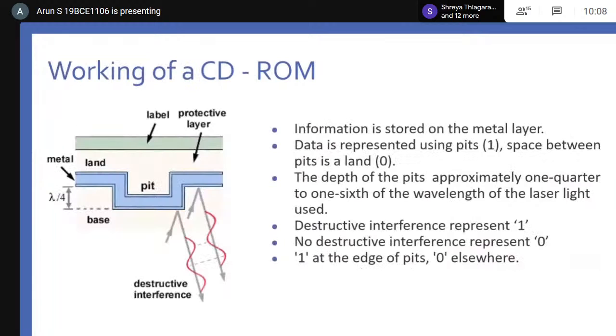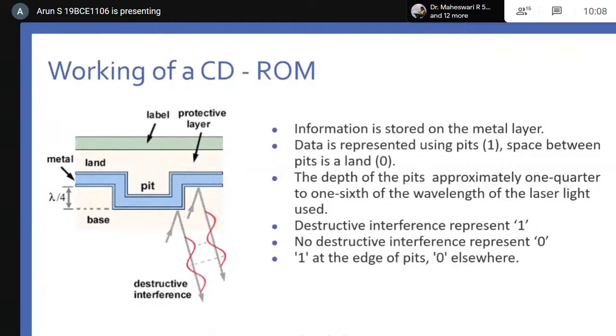Now let me talk about the working principle of a CD-ROM. The information to be stored is represented by binary numbers. This information is stored on the metal layer. The data is represented using pits, which represent binary 1, and the spaces between pits, called lands, represent binary 0. A laser beam is used to read the data from the disk. The disk moves inside a CD-ROM drive at very high RPM. A laser is shone onto the reflective surface of the disk to read the pattern of pits and lands.